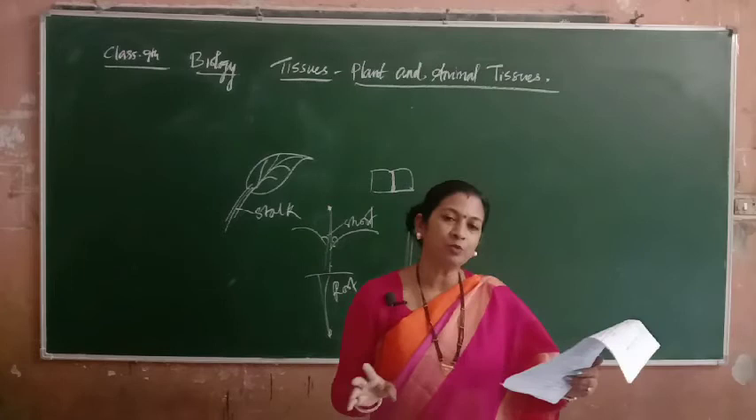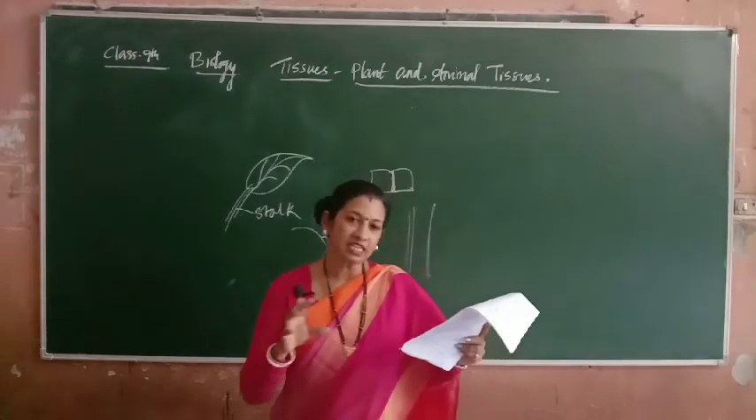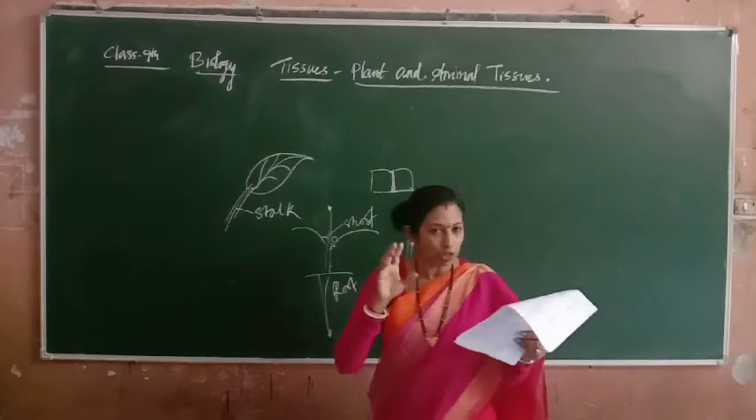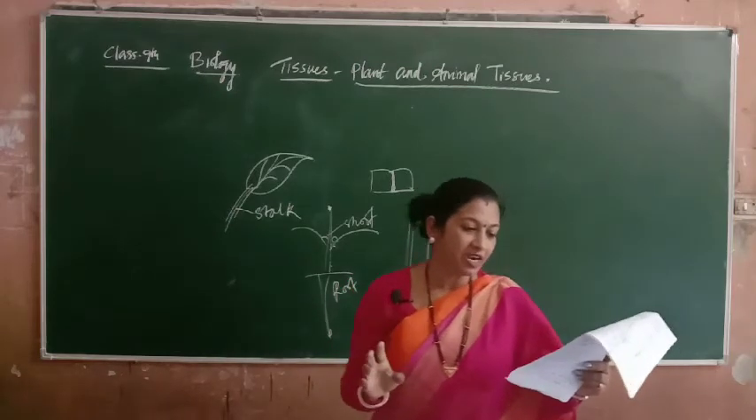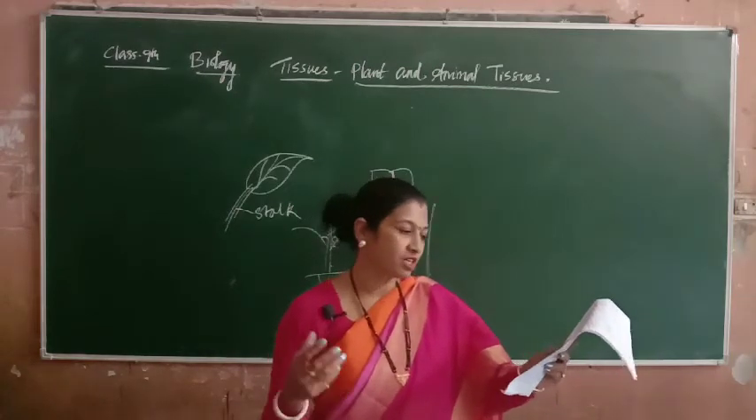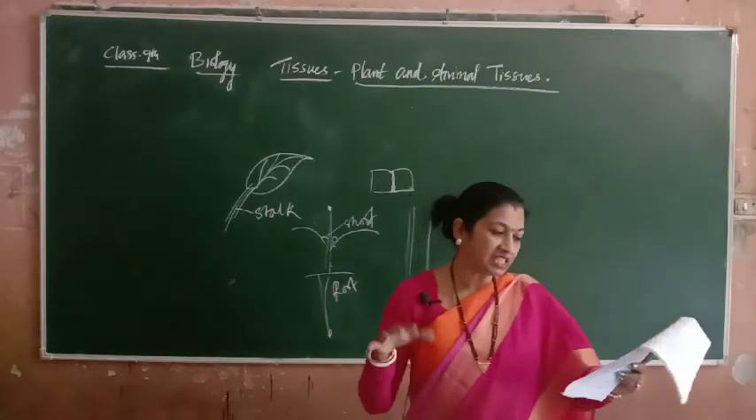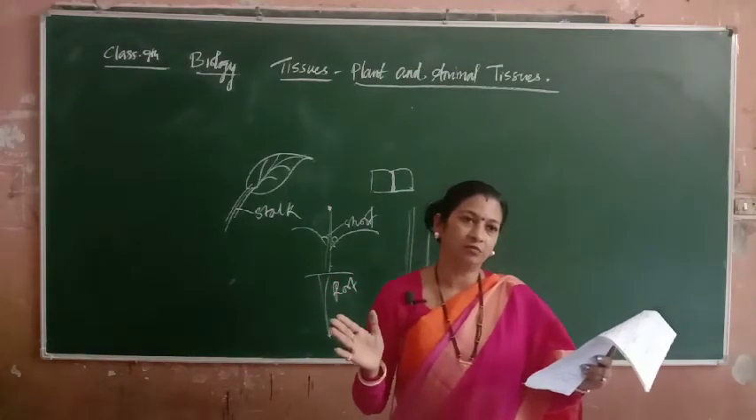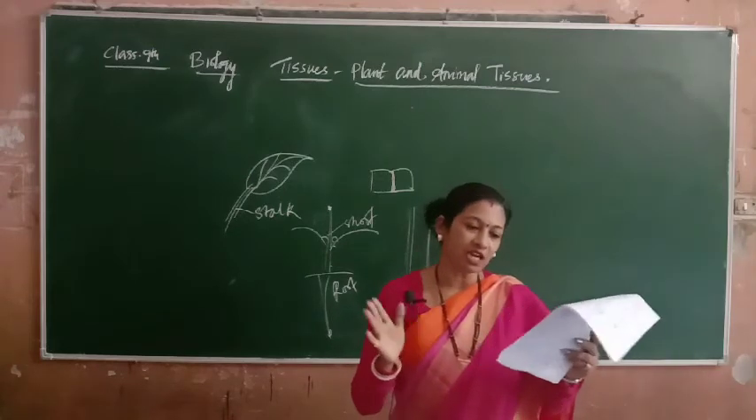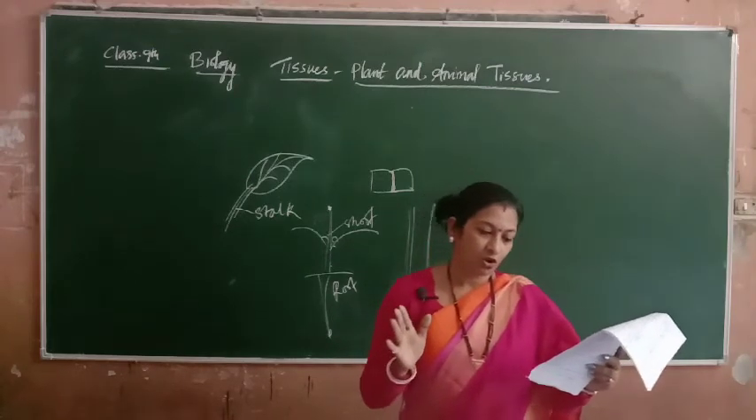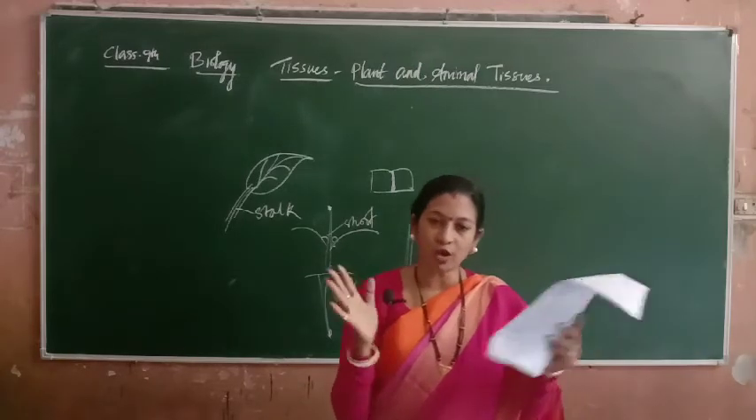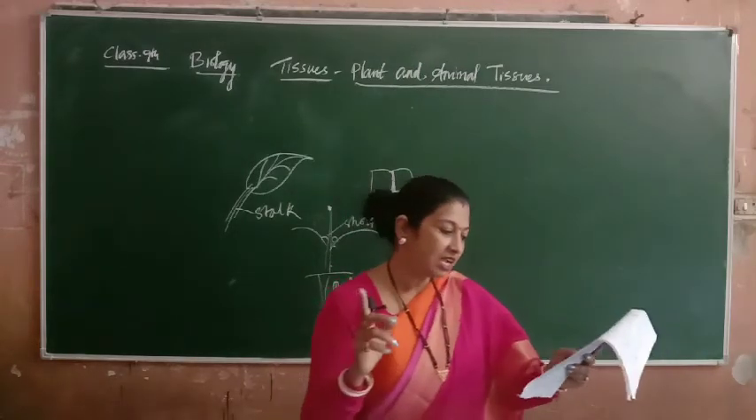Now, sieve tubes are made up of elongated cells with perforations. Perforations means they are having pores. Numerous holes are present in the sieve tube and they help in transportation of food. And these sieve tubes are closely connected with the companion cells. That is, each sieve tube joins together with a companion cell.